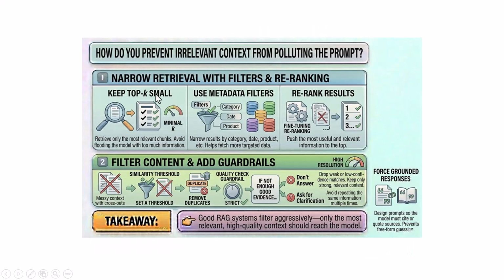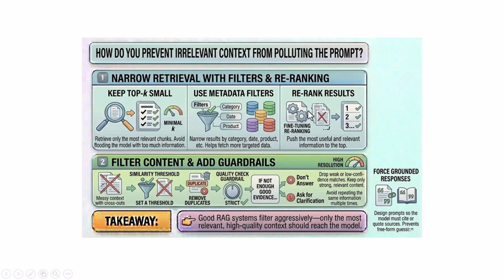Okay. Now let's see. How do you prevent irrelevant context from polluting the prompt? We can prevent it by keeping top K small. That is, retrieve only the most relevant chunks. Also, avoid flooding the model with too much information. So use metadata filters. And try narrowing the results by category, date, product, etc. This helps fetch more targeted data, right? And re-rank results. That is, push the most useful and relevant information to the top.